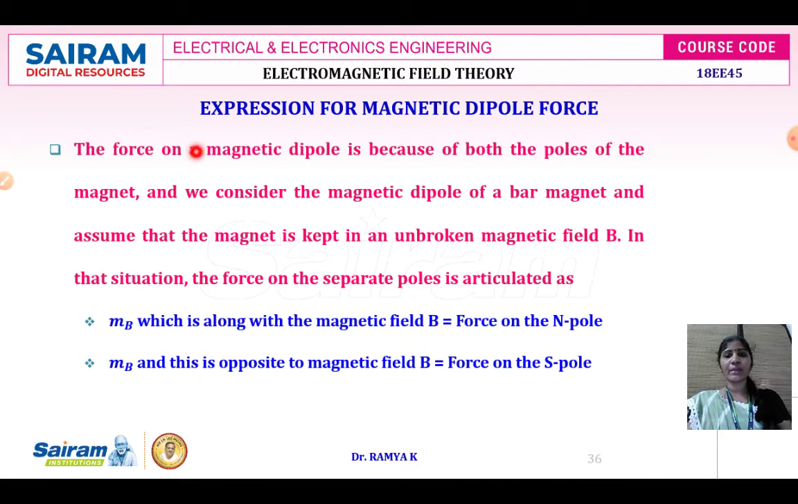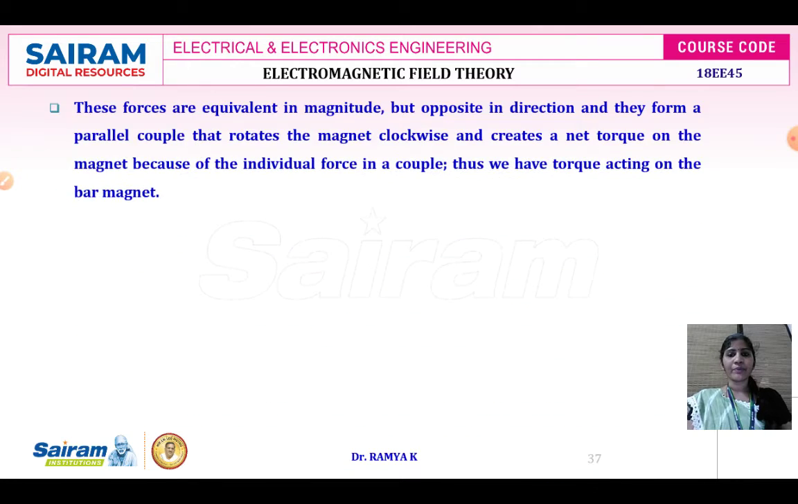Therefore, the force on a magnetic dipole is because of both poles of the magnet, and we can consider the magnetic dipole of the bar magnet. The force on the north pole is mB, along your magnetic field B. And on the south pole, it is opposite, so we can write it as minus mB. These forces are equal in magnitude but opposite in direction, and they form a parallel couple that rotates the magnet and creates a net torque on the magnet. Thus, we have a torque acting on the bar magnet.